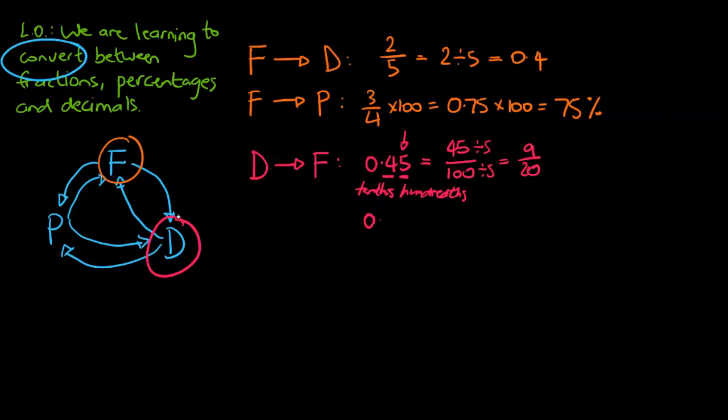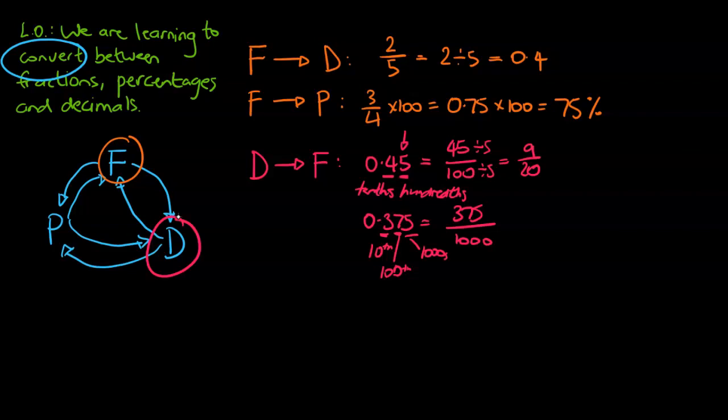So let's say we've got 0.375. Same approach needs to be taken. Here is tenths. So there are tenths, that one there, hundredths, and this one here, that's in the thousandths spot. So we're looking for a denominator of 1,000, and our numerator 375, because we've got 375 of them.